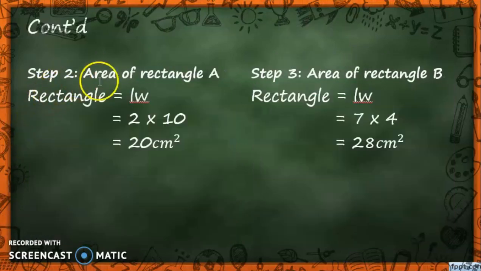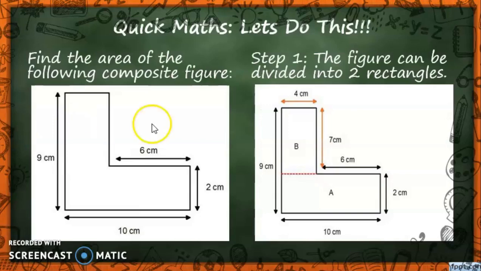Step 2, area of rectangle A. Rectangle area is equal to length times width. That is the formula for the area of a rectangle. Using rectangle A, we use its dimensions, which is 2 times 10, giving you 20 centimeters squared. Let's look back a bit. As you can see, 2 times 10.